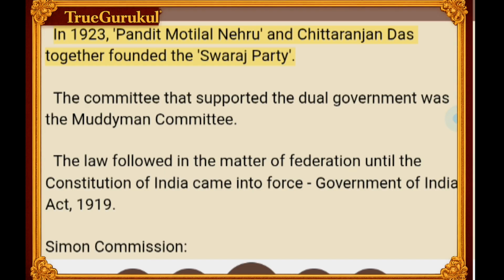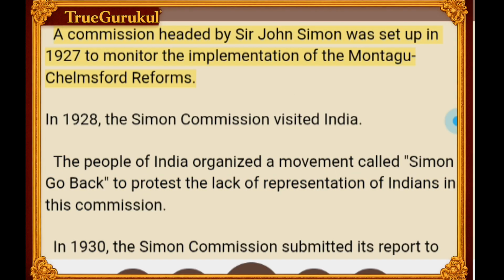In 1923, Pandit Motilal Nehru and Chittaranjan Das together founded the Swaraj Party. The committee that supported the dual government was the Muddiman Committee. The law followed in the matter of federation until the Constitution of India came into force was the Government of India Act, 1919.